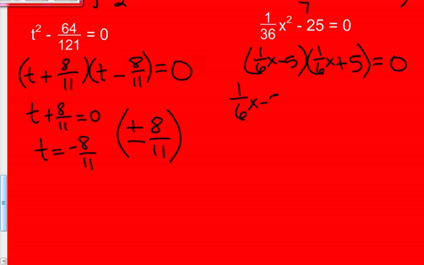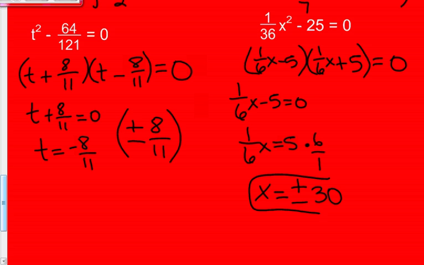1/6x minus 5 equals 0. Start by adding 5, so you'll have 1/6x equals 5. Now, to get rid of a fraction that's being multiplied, flip it and multiply by its reciprocal. So really, you're doing 5 times 6. So x can be positive or negative 30. This one will give us a positive 30, but the other one will give us a negative 30. That's why it's positive or negative 30.